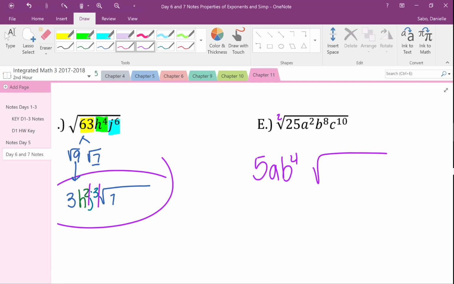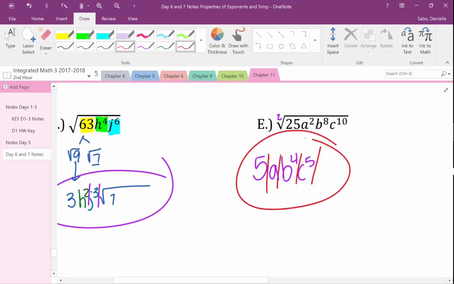How many times does 2 go into C to the 10th? Oh, I just gave you the answer. 5 times. Is there anything left over? No, so I don't even need this radical anymore. However, I'm missing something. The absolute values.